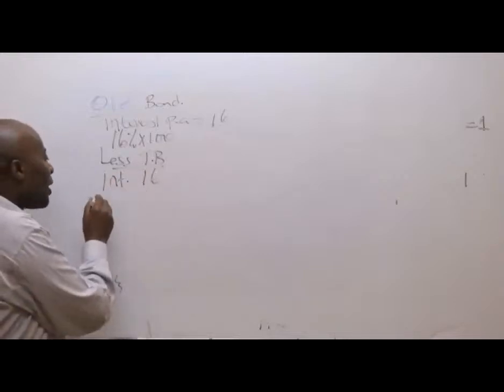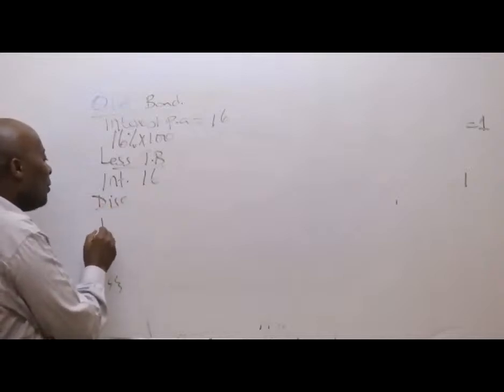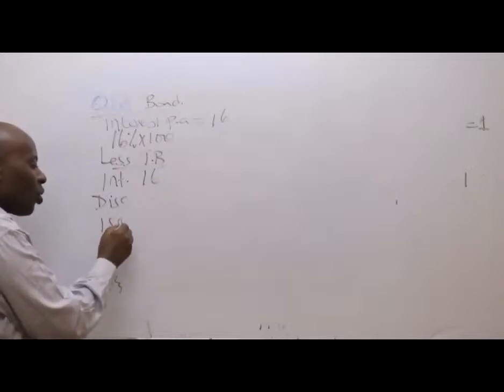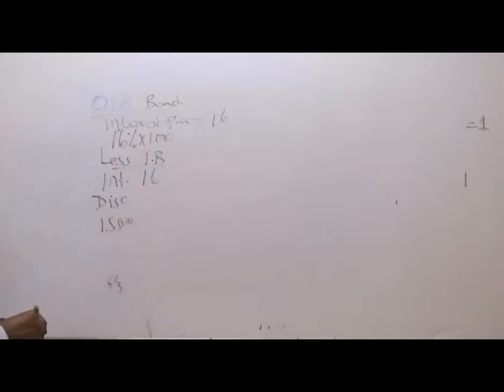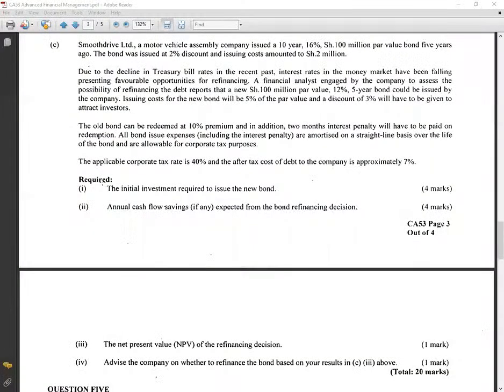The other one will be the discount. The other one will be the issue cost. So for this old bond, how much is the discount? I have been told that the bond was issued at a 2% discount. So what is this discount amount? It will be 2% of the par value, which is 100. So 2% of 100 is 2 bob.